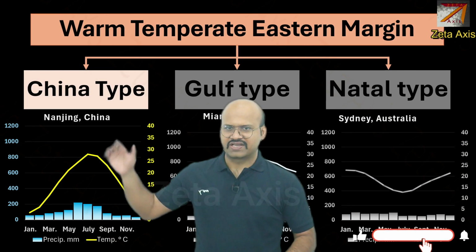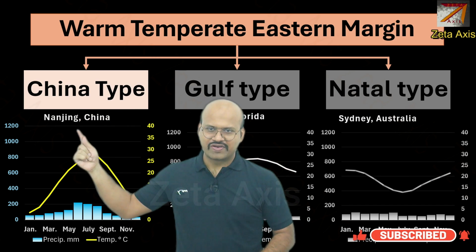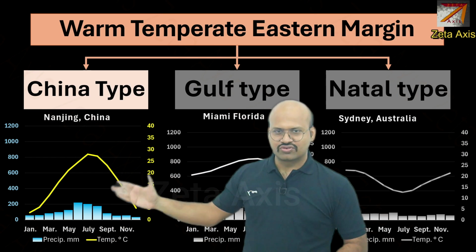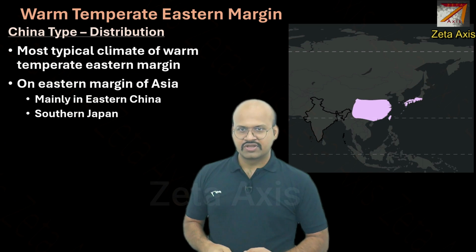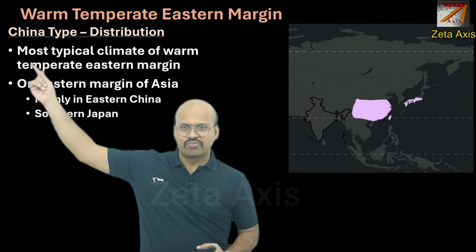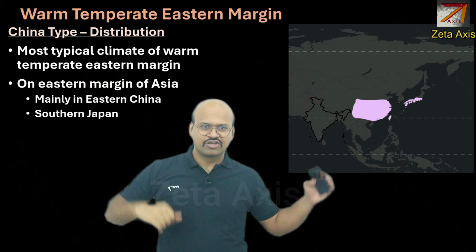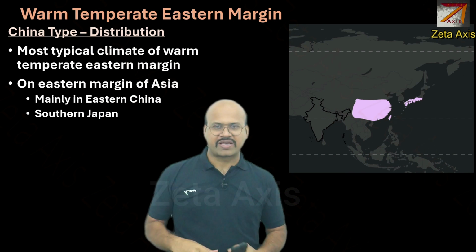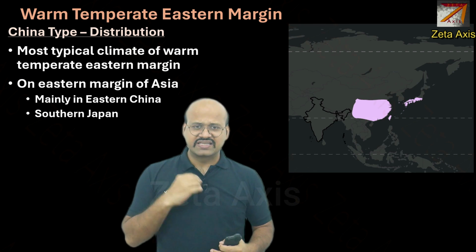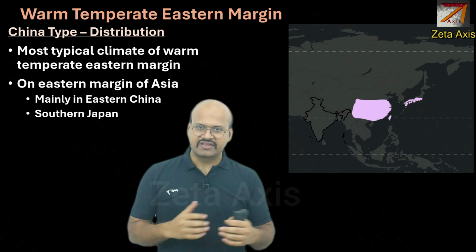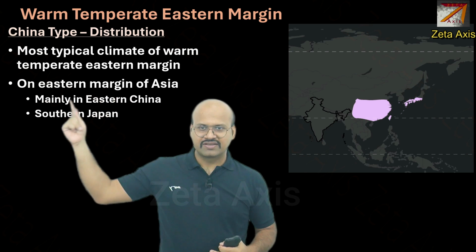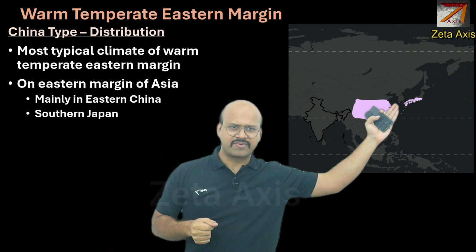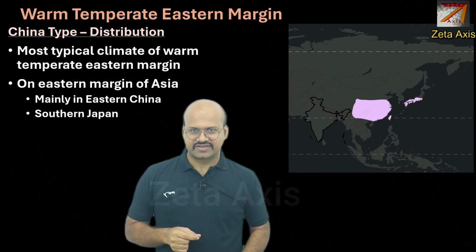So let's start specifically now with the China type of climate. We have already discussed this Nanjing example, whose temperature and rainfall characteristics are shown over here. So let's see in detail. The distribution: it is the most typical climate of the warm temperate eastern margin. This China type of climate is the best example of the warm temperate eastern margin type of climate because the characteristics are very distinctly shown between the summer and the winter months. It is mainly seen in eastern China and southern Japan. So southern Japan also, some regions show this type of characteristics.